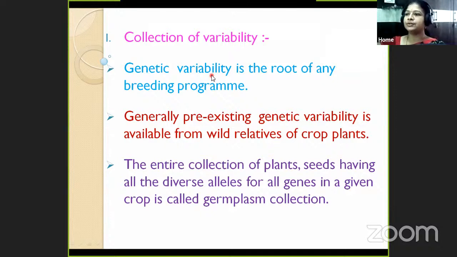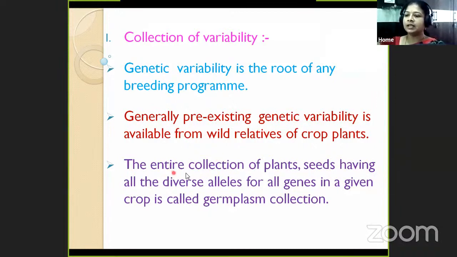Then after, we have to choose the parents, whether they are present in homozygous condition or heterozygous condition. The parents are always present in homozygous pure line condition. Those parents are chosen for cross hybridization. Generally, pre-existing genetic variability is available from wild relatives of crop plants. Wild varieties are present in nature. Those wild varieties have a number of desirable genes. So genetic variability is available from these wild varieties.